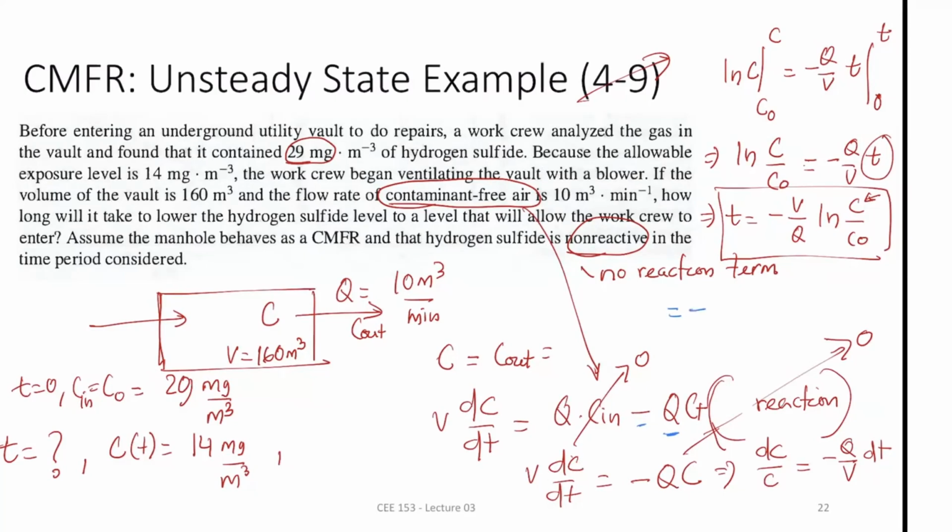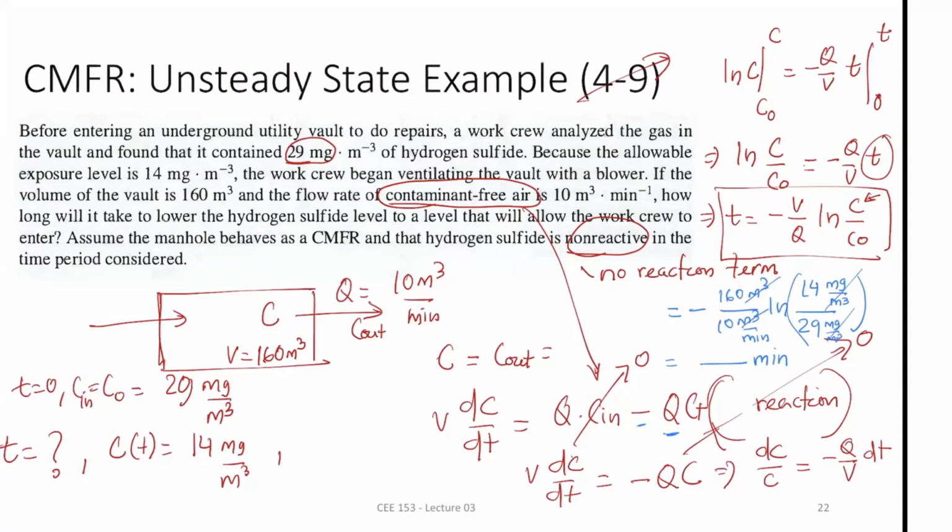So this will be minus volume is let's say 160 meter cube. Flow rate is 10 meter cube per minute. And just so when you do any homework, you have to write the units. Otherwise, I don't know what you are doing. Okay. Ln C is C is 14 milligram per meter cube by 29 milligram per meter cube. So these cancel out. So you'll have a number, okay? So whatever that number would be, this will be time. So if you see, meter cube cancels out, this concentration cancels out, 1/minute. The answer will be in minute, whatever that number is.